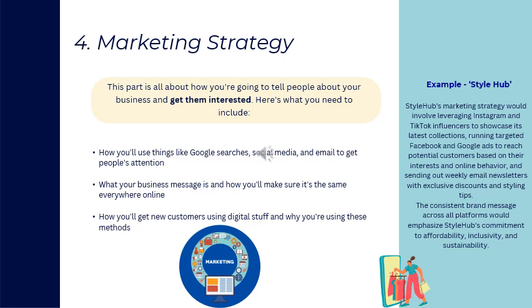For example, StyleHub. StyleHub's marketing strategy would involve leveraging Instagram and TikTok influencers to showcase its latest collections, running targeted Facebook and Google ads to reach potential customers based on their interests and online behavior, and sending out weekly email newsletters with exclusive discounts and styling tips. The consistent brand message across all platforms would emphasize StyleHub's commitment to affordability, inclusivity, and sustainability.